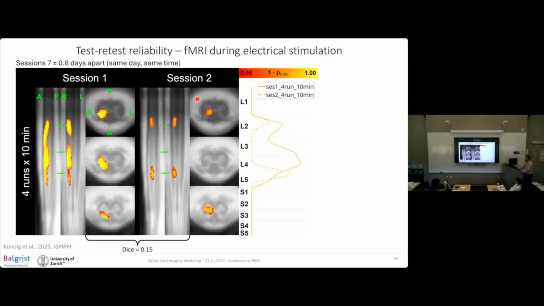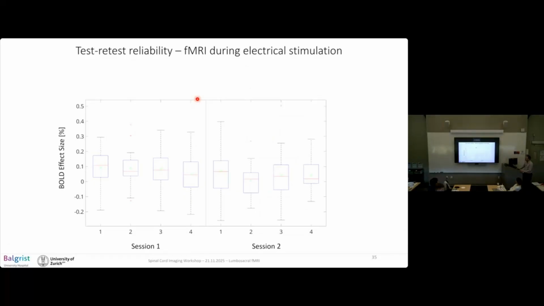And individually, both activation maps make sense. They are in the right location, what we expect. But during the second session, it was just much weaker. So this is something that we still don't understand. We dug a little bit deeper. What could be the reason?